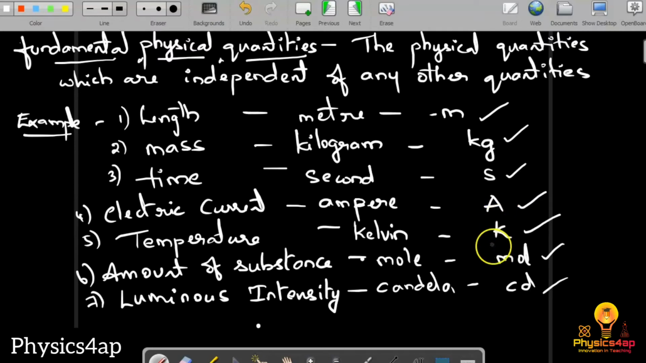సమ్ టైమ్స్ the temperature can also be represented as theta. టీటా కూడా రిప్రజెంట్ చేస్తారు, కొంతమంది K కూడా రాసుకుంటారు అన్నమాట. ఓకే, కానీ మనం K నే ఫాలో అవ్వాలి. యాజ్ పర్ ద సిస్టమ్ ఇంటర్నేషనల్ దే ఆర్ ఫాలోయింగ్ ద K. సో K నే మనం రిప్రజెంట్ చేయాలి. అండ్ ఫర్ మోల్ ఆఫ్ సబ్స్టెన్స్ mol, candle as cd. So this we have to follow.